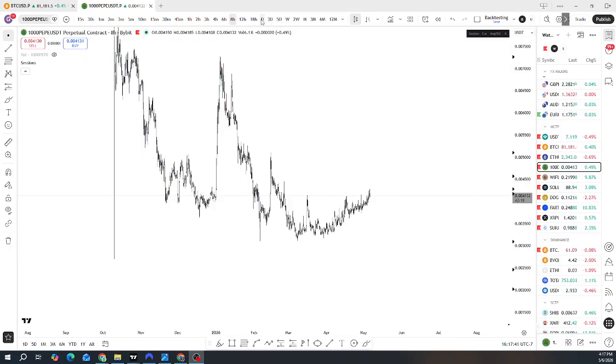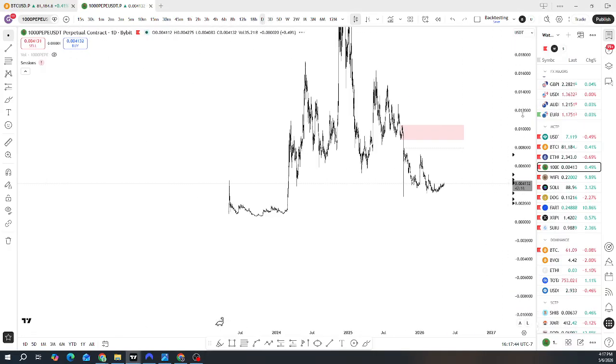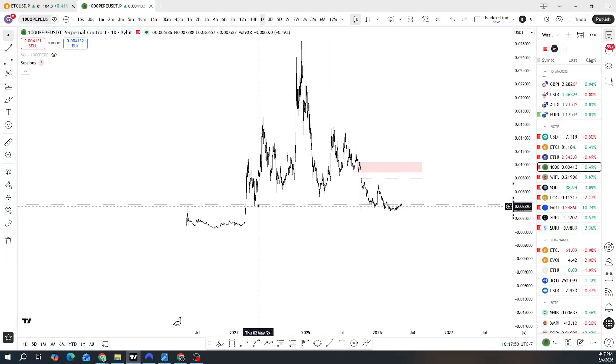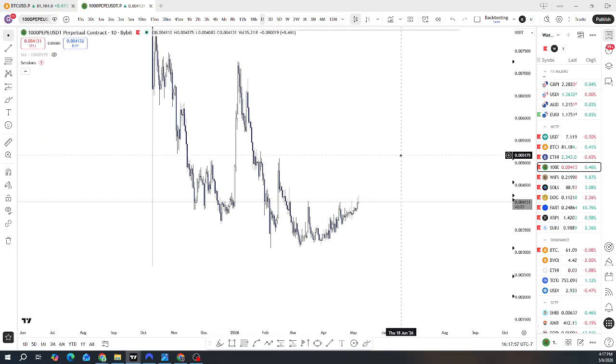If we look at the higher time frame on this chart, as you can see, a lot of buy side liquidity above on the higher time frame, and we are at macro lows after having lots of exhaustion to the downside and buy side liquidity creation above.